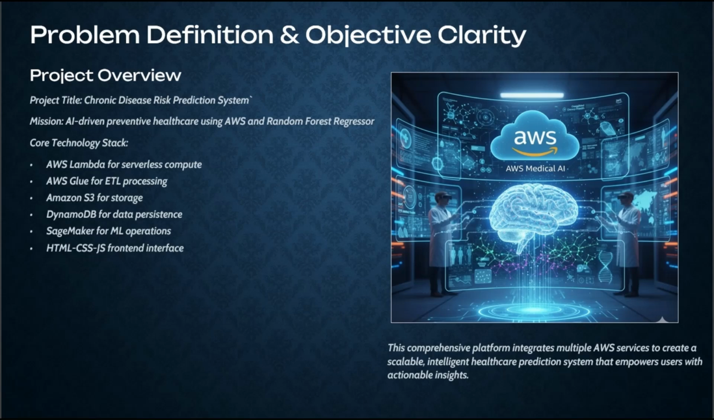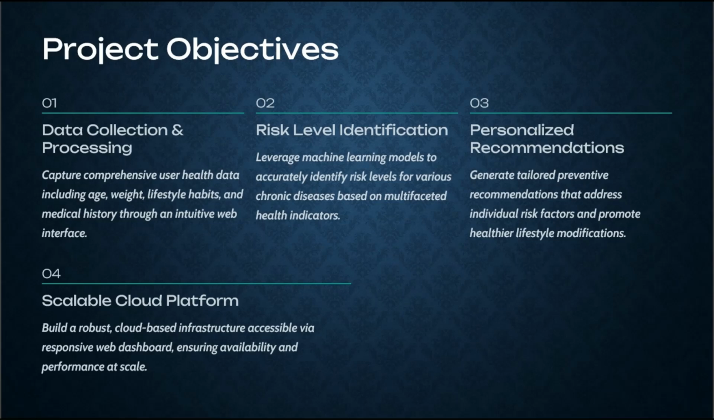So the objectives are: data collection and processing, collecting age, lifestyle, and health metrics through a web-based form. The second is risk level identification, which uses machine learning to determine whether a person is at low, moderate, or high risk of disease. The third is personalized recommendations, generating preventive suggestions to guide users.